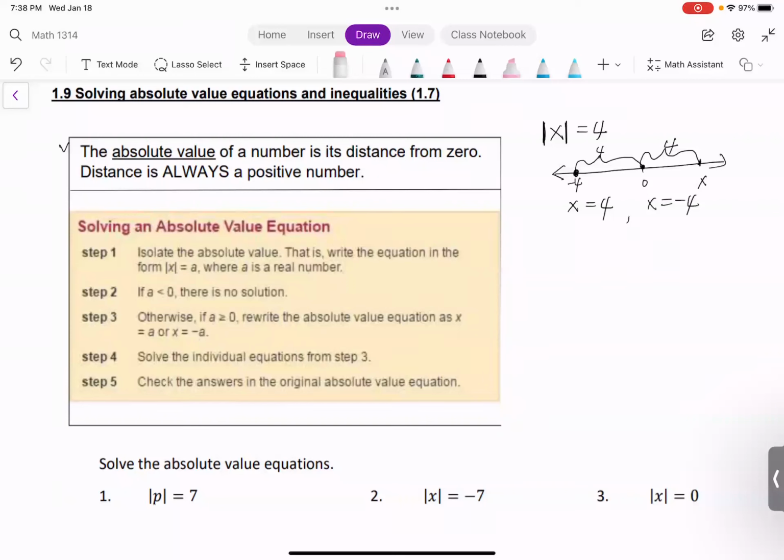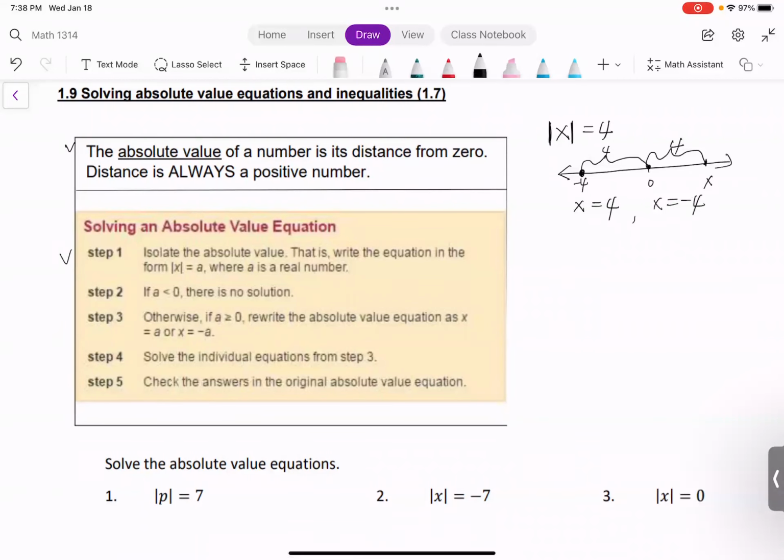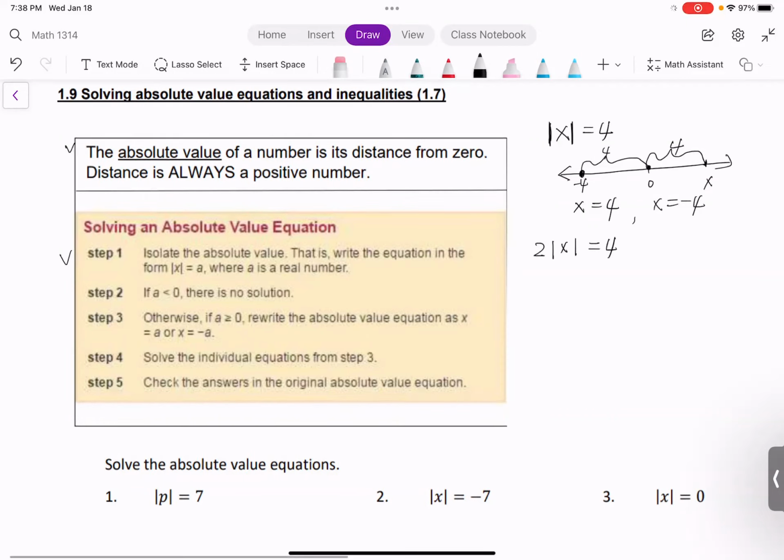Let's see solving an absolute value equation. Step 1, isolate the absolute value. That is, write the equation in the form of absolute value of x equals a, where a is a real number. For example, if I have 2 times absolute value of x equals 4, I need to isolate the x first, get rid of the 2, divide by 2 on both sides. Then absolute value of x equals 2.